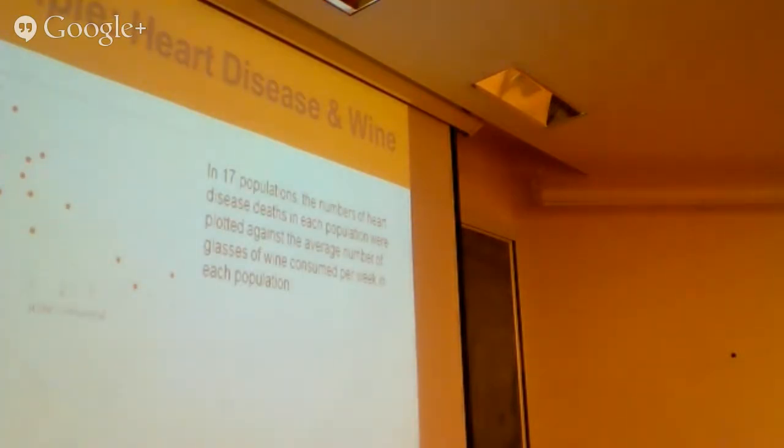So this is a good public health example. Here we have the glasses of wine consumed, and this is heart disease cases. So 17 populations. Each of these dots represents a population, and it's saying the numbers of heart disease deaths in each population were plotted against the average number of glasses of wine consumed. So what does this tell us? What does that data tell you if it's an association between heart disease deaths and wine consumed? So what do you conclude about the relationship between wine and heart disease?